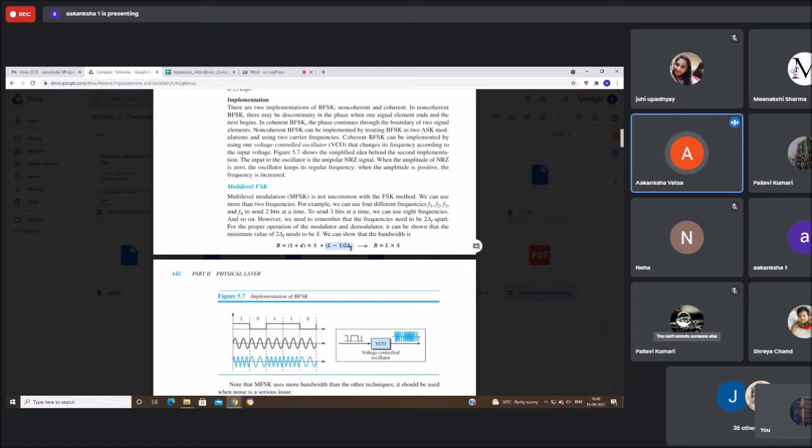So suppose I have 4 frequencies, F1, F2, F3, F4. And the first frequency will be representing 00. F2 may be representing 01, F3 may be representing 10, and F4 may be representing 11. So I have 4 different frequencies to represent 2 bits at a time. To send 3 bits, I will be needing 8 frequencies. And for sending 4 bits, I will be using 16 different frequencies for different signals. So for every frequency level which I will be using to represent different signals, each frequency should be 2Δf apart. Is that fine?